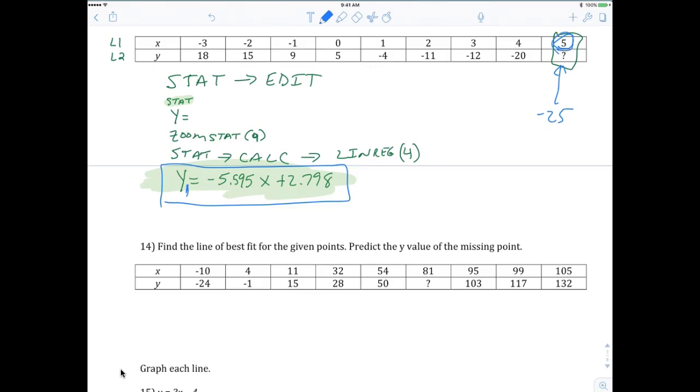So I personally would have just gone to the table and put 5 in for x, and then let it tell me what the answer was. You hear me on that? Or you could have just said, plug in 5 for x. Not change your y equals. You're not changing that. You're plugging 5 in for x to see what the y value is. Does that make sense now? Hey guys, am I clear on that?